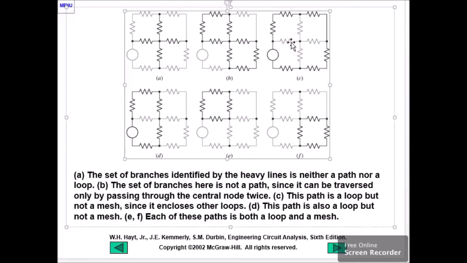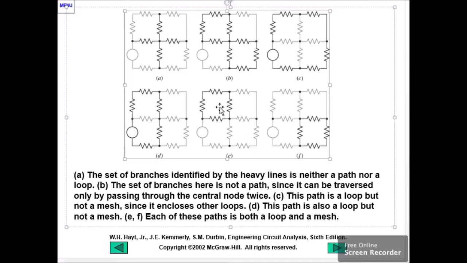This one, C, is a loop ba siya? Yes. Mesh ba siya? Nope, kasi may mesh sa loob. Meron pang loop sa loob. This one, loop ba itong naka-highlight? Yes. Mesh ba siya? Nope, kasi meron ka pang loop dito sa loob. Eto, mesh ba to? Loop ba to? Yes. Mesh? Yes, kasi wala ng loop sa loob. This one, is this a loop? Yes. Mesh? Yes, kasi wala ng loop sa loob.